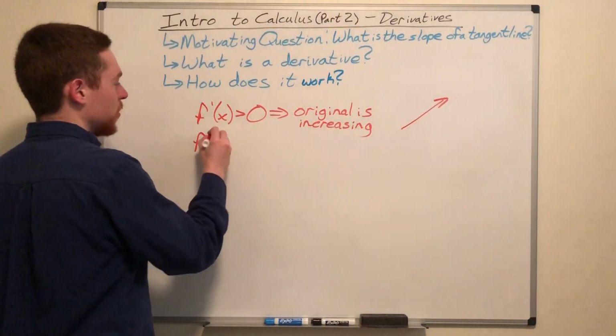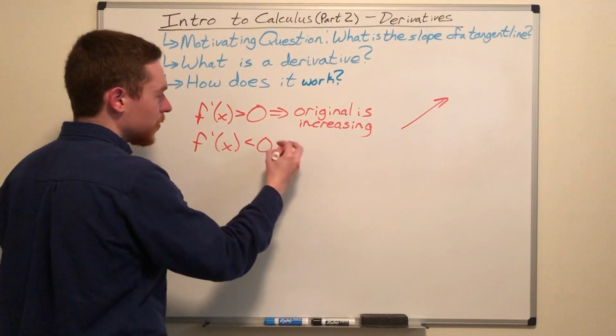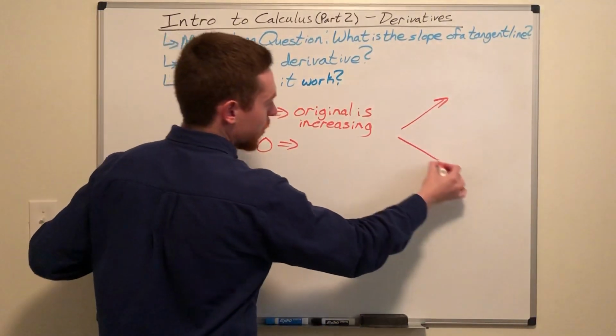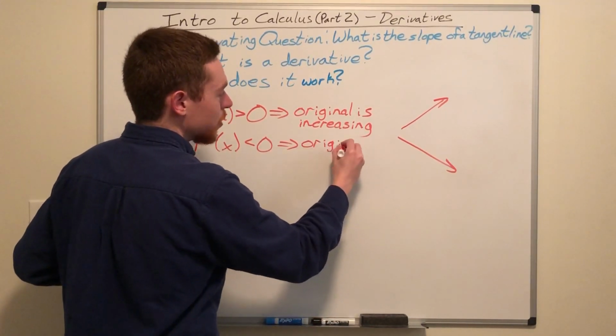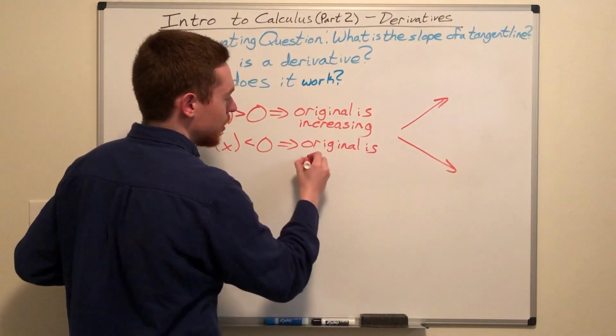Well, what happens if the derivative is negative? That tells me that my slope is negative, i.e. things are kind of looking down. And so my original function is decreasing.